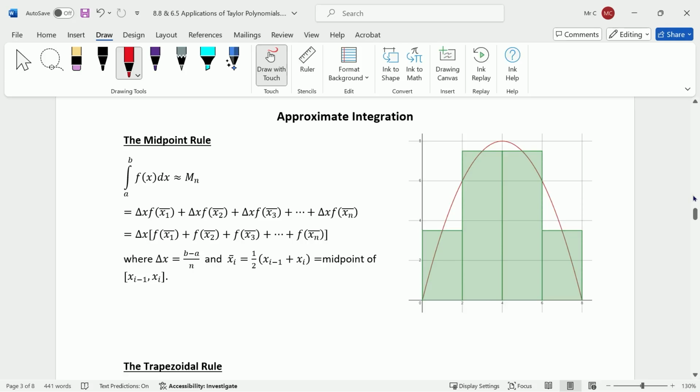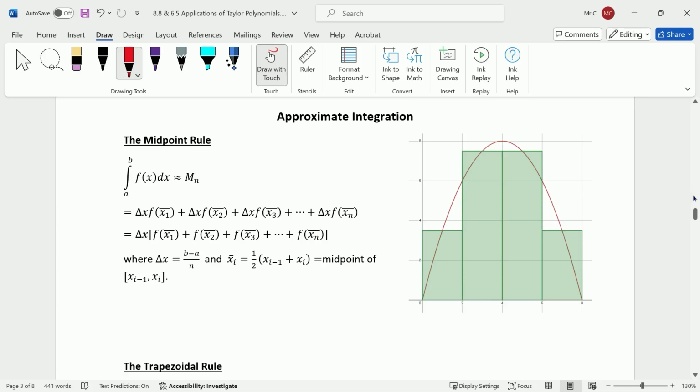They don't require as much human intervention, I think, as dealing with Taylor polynomials and Maclaurin series do. Okay, so anyways, let's dig in.